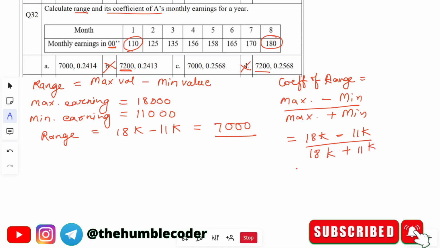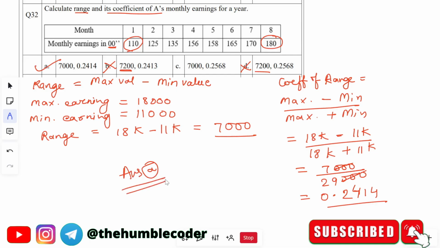Okay, so 18k minus 11k is how much? 7,000, and 18k plus 11k is 29,000. Okay, so 7 by 29, if you solve it, you will get 0.2414. So see, we have range as 7,000 and coefficient as 0.2414, which is option number A. That is why the correct answer in this case is option A.